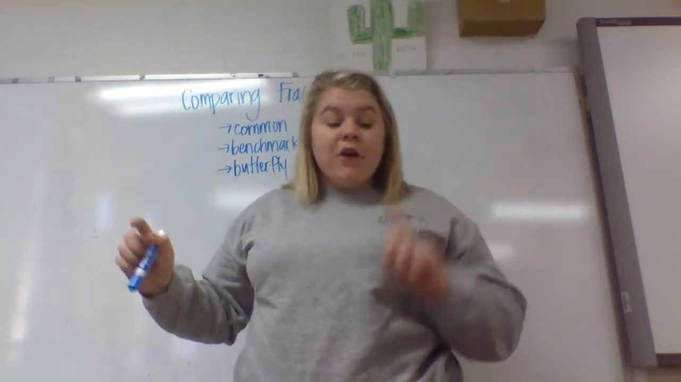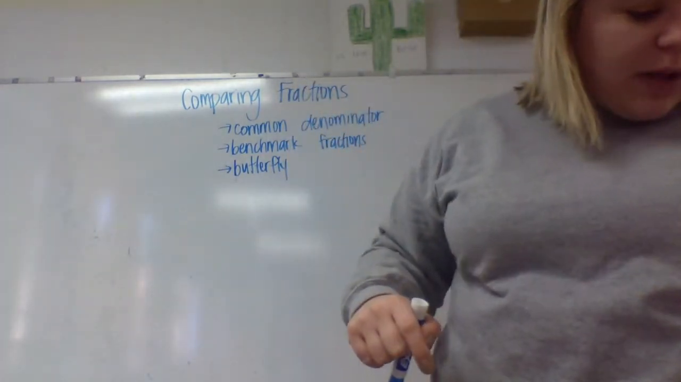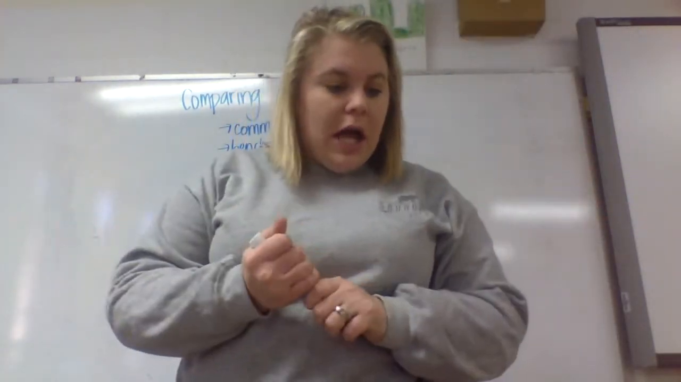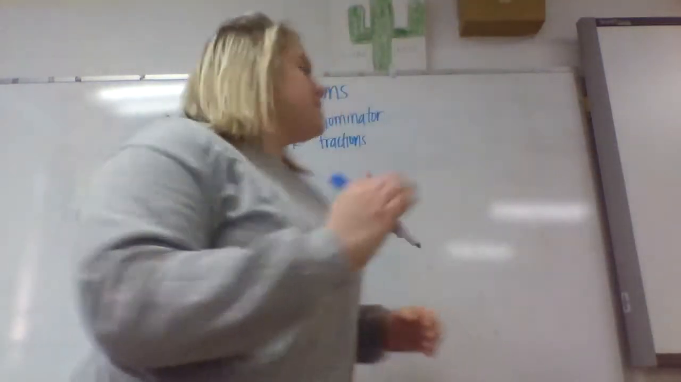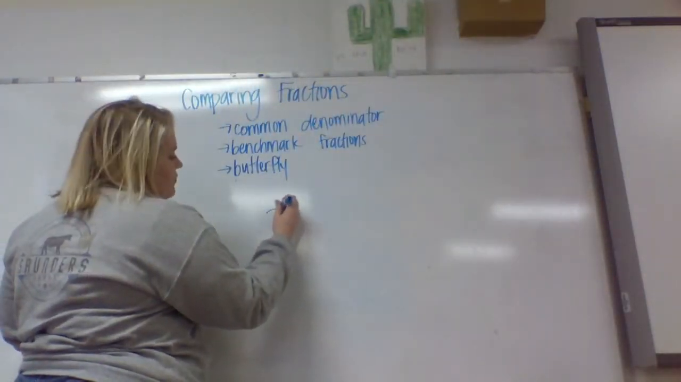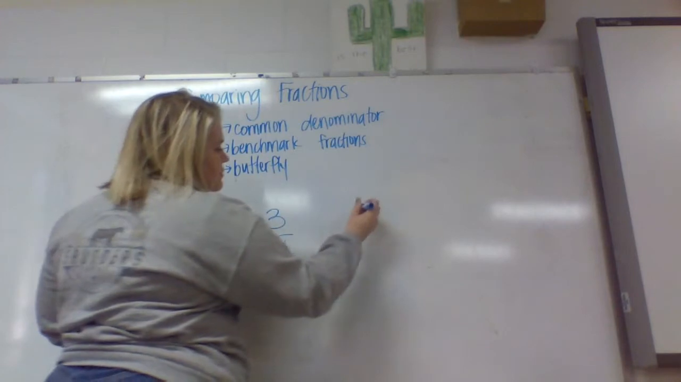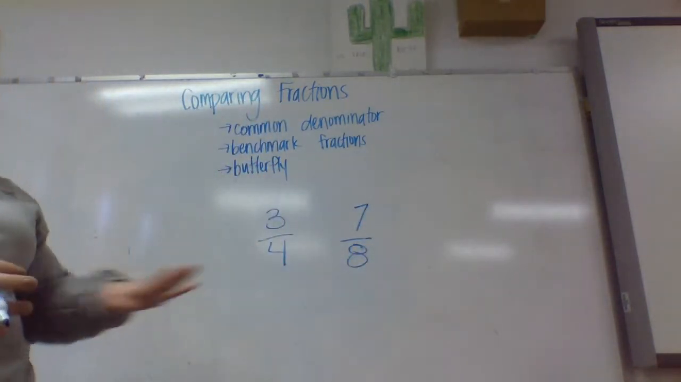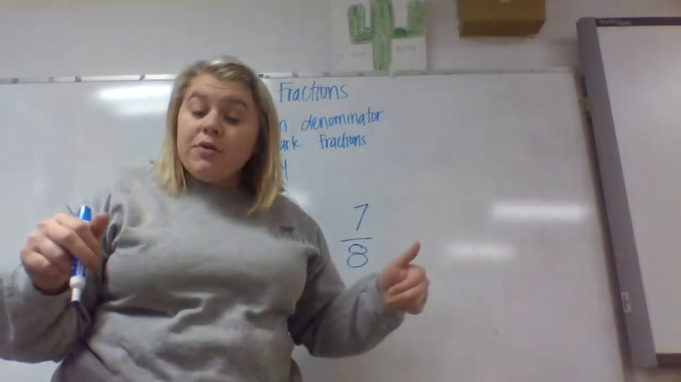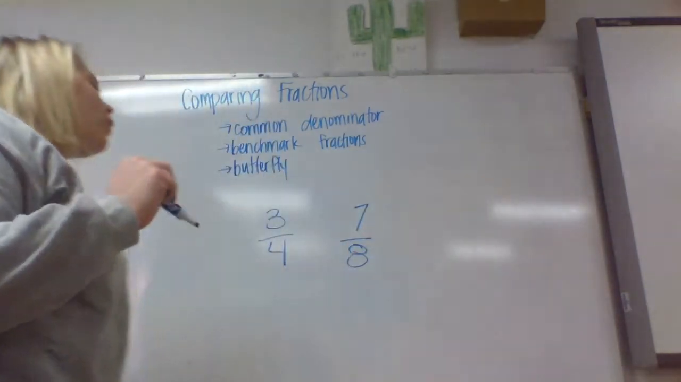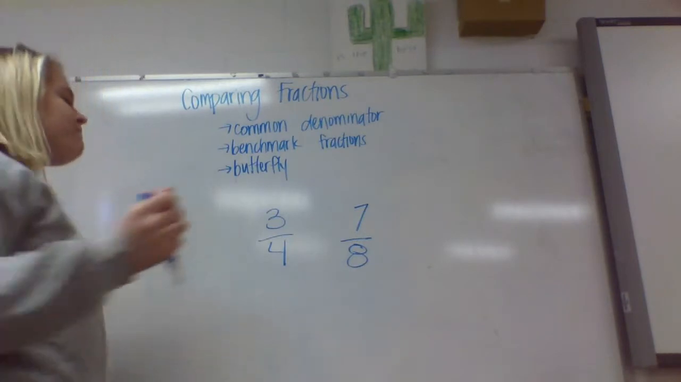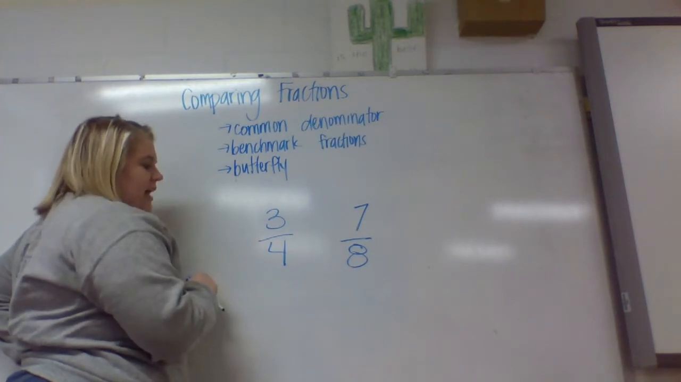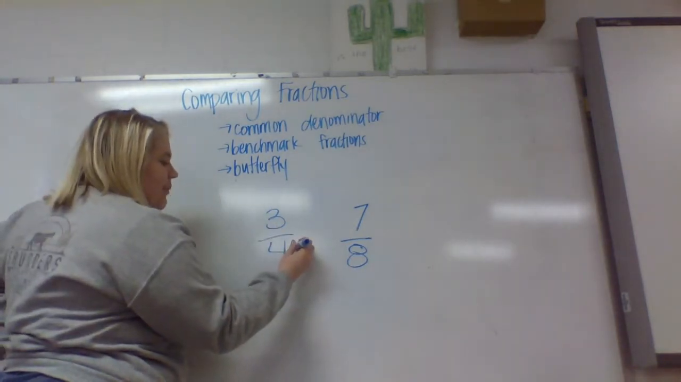So first of all, with the common denominator, it's normally going to tell you on your lesson to create a common denominator before you compare the fractions. So if you see the fractions 3/4 and 7/8, it's going to want you to change the fraction so that both of their denominators are the same. Well, this one's going to be pretty easy to do because I know that I can easily get from 4 to 8. To do that, I just multiply by 2.